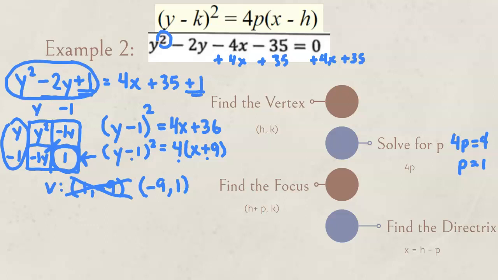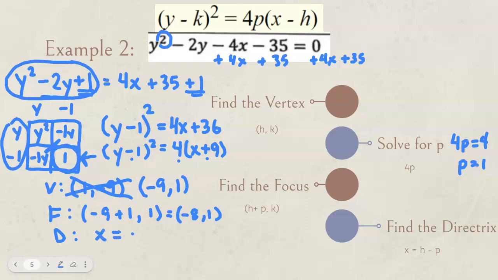That means the focus, the directrix, and the vertex are going to be 1 apart from each other. The focus of the parabola, we're going to change the x-coordinate this time. So we're going to take -9 plus 1, comma 1. So our focus is going to be -8, comma 1. And then for the directrix, we're going to write a vertical line equation. So our vertical line is going to be x equals -9 minus 1. That means that our directrix is going to be at x equals -10.